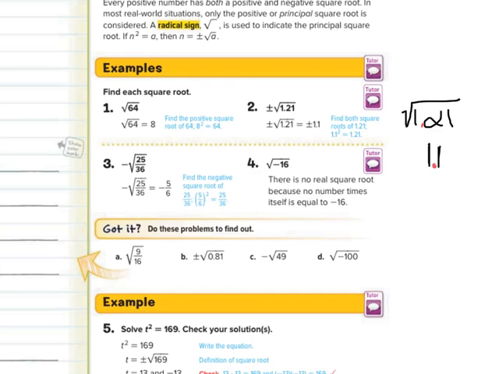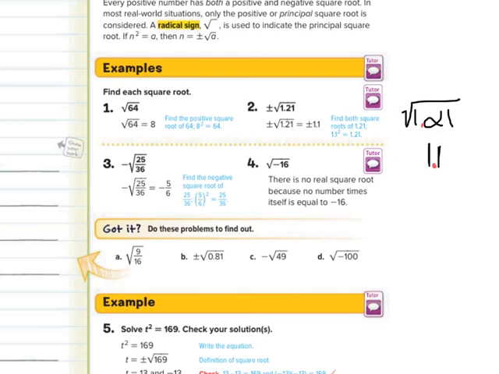And then we have a square root of a fraction. Well, not too terribly hard. What they did here, what is the square root of 25? 5. What's the square root of 36? 6. And so if you take the square root of the numerator and the square root of the denominator, you get the 5/6. Now, don't forget the negative sign.